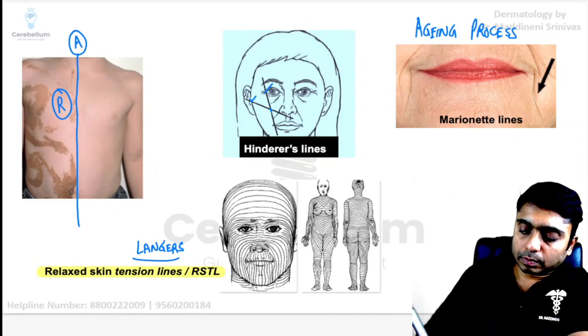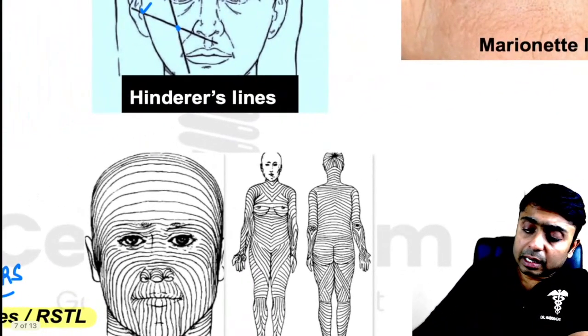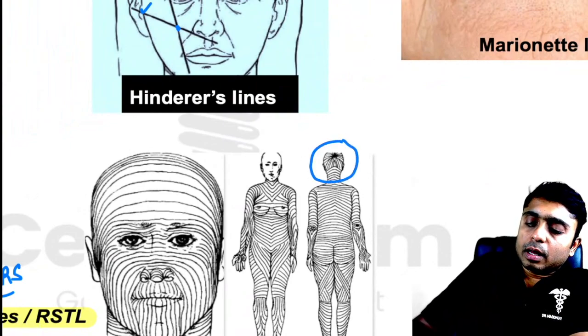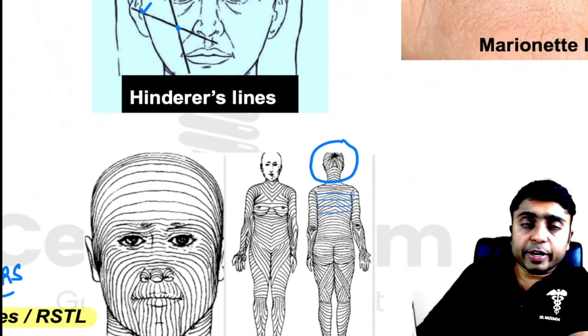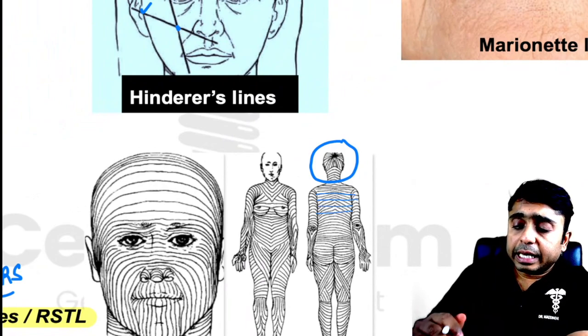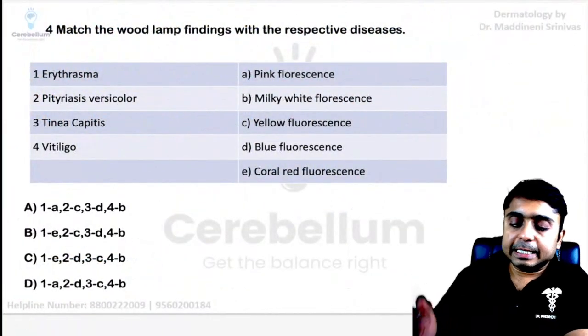Okay. So here you are able to see these Langer's lines, they do not have the spiraled pattern over the scalp and also over the body. You can see that the lines are crossing the midline very freely. There is no midline demarcation. Also, there is no whorled or wavy pattern in these Langer's lines, which are also called relaxed skin tension lines.